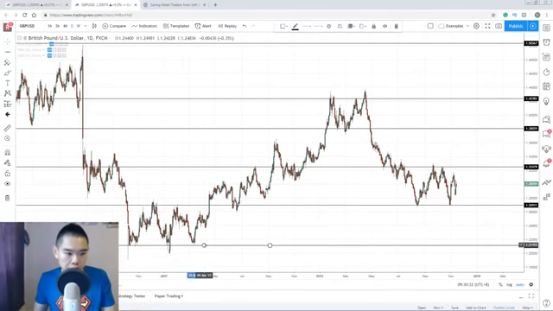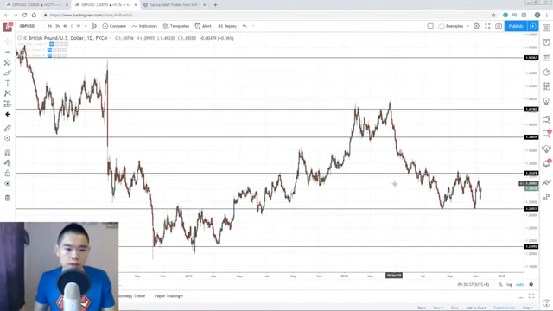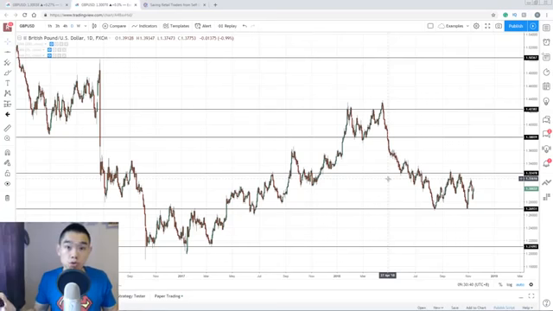In fact, up here, I can get this one involved as well. 1, 2, 3, and 4. Okay, so that's pretty much right on how to draw your support resistance level.